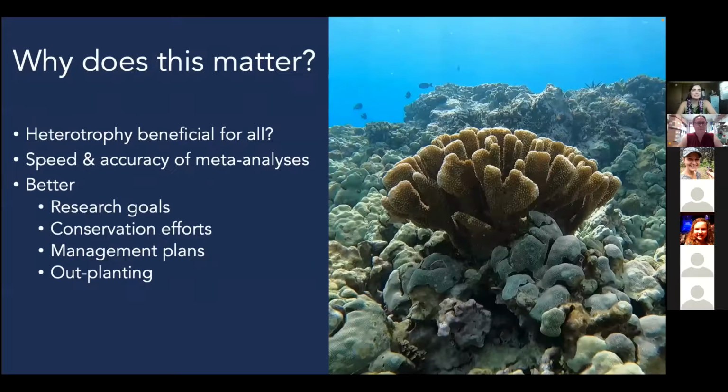So why does this matter? Do we know if heterotrophy is beneficial for all? Is it species specific? Can we find some patterns there? Could text analytics help improve the speed and accuracy of meta-analyses for other research fields? And with that, were we able to find if this is helpful and text analytics could help?